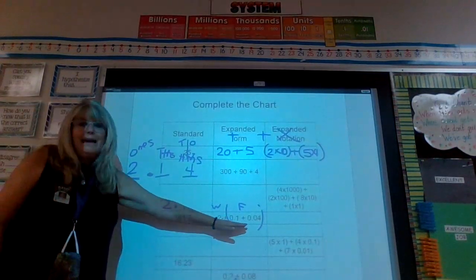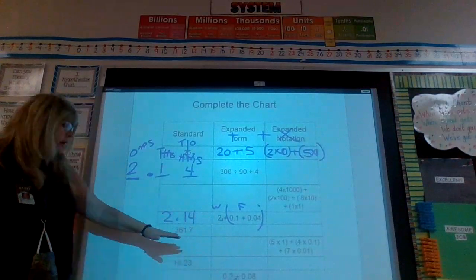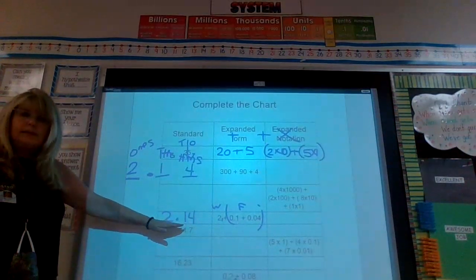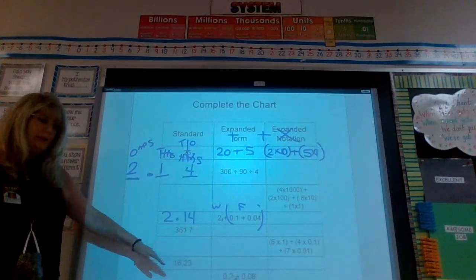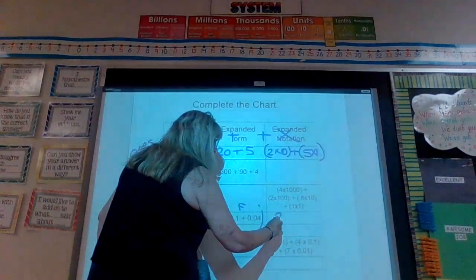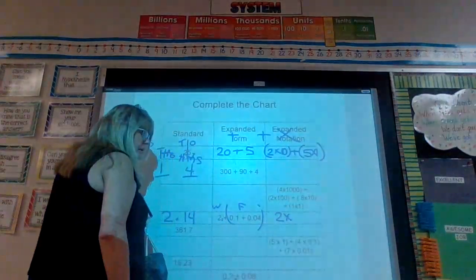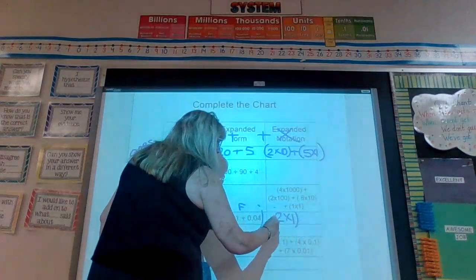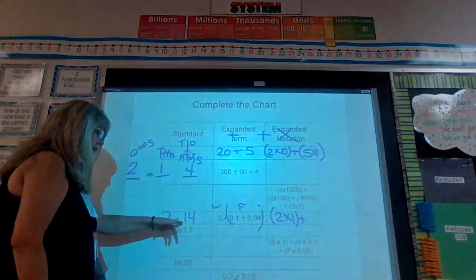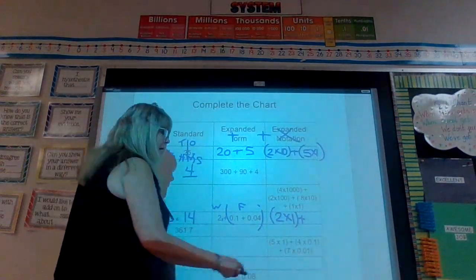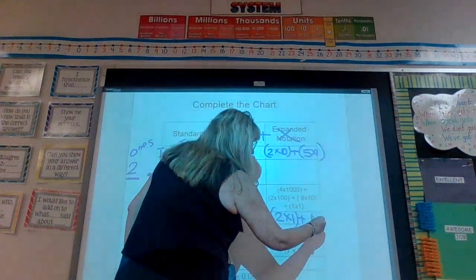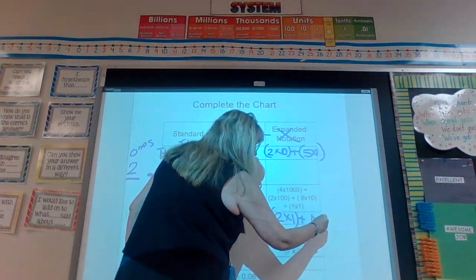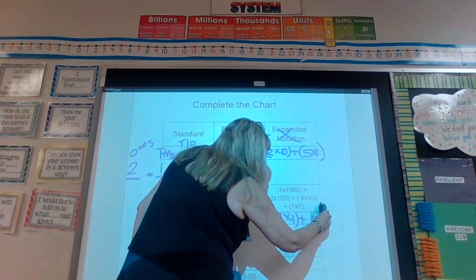Now, we gave you expanded form. Go back to the original one to help you when you get it in standard form. So I know 2 is my whole number, and it's in the ones place. 2 times 1 plus, that 1 is in the tenths place. So 1 times decimal point, let's rewrite that.